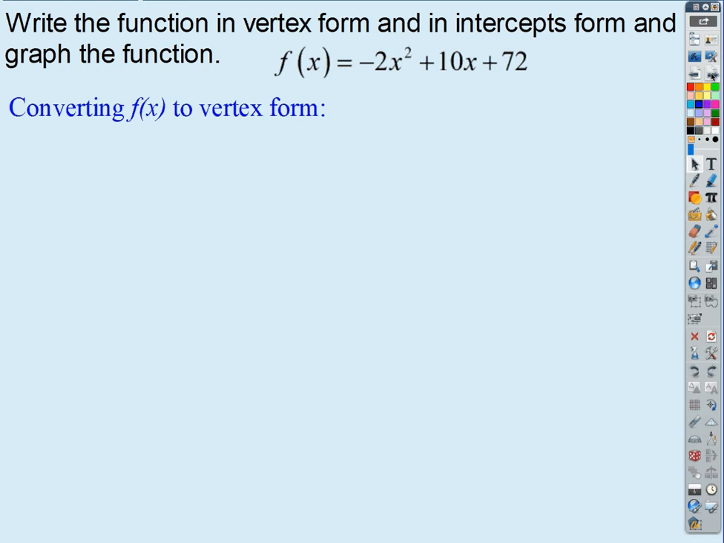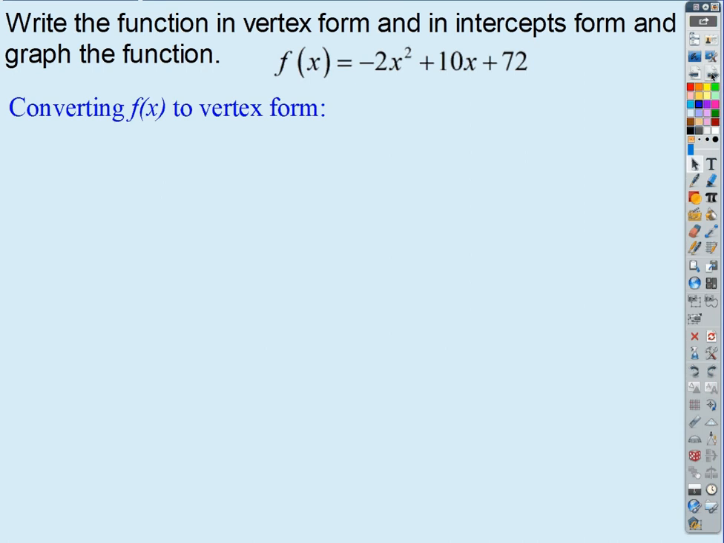Okay, so what are the steps we could go through if we want to convert from standard form to vertex form? Okay, so negative b over 2a. One way we could do this is we could find h and k. H is always going to be equal to negative b over 2a, isn't it?